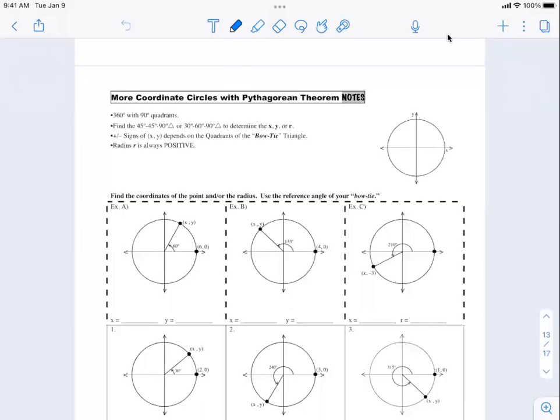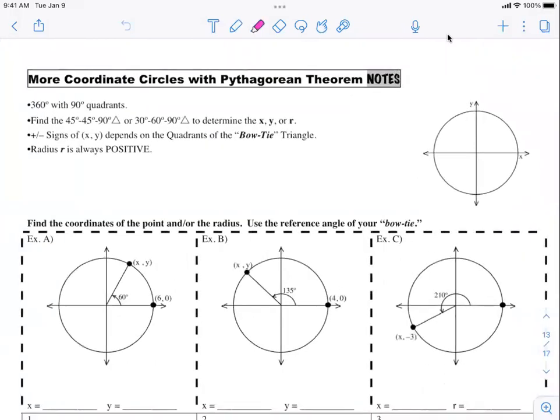All right, so we're taking a look at finishing up this section with more coordinate circles with Pythagorean theorem. So we're going to be finding right angles and right triangles really within a circle. A lot of times they'll call this the unit circle. The big thing is you always want to make sure you're making a bow tie triangle.